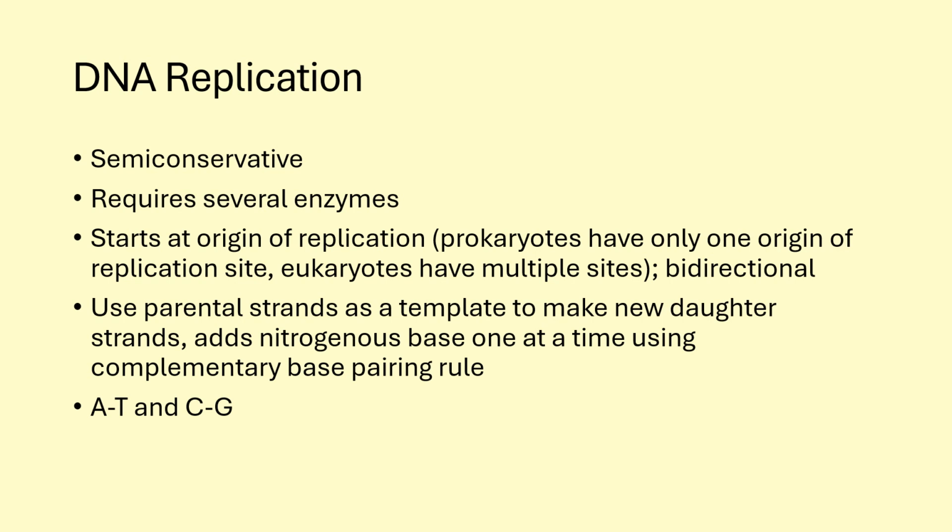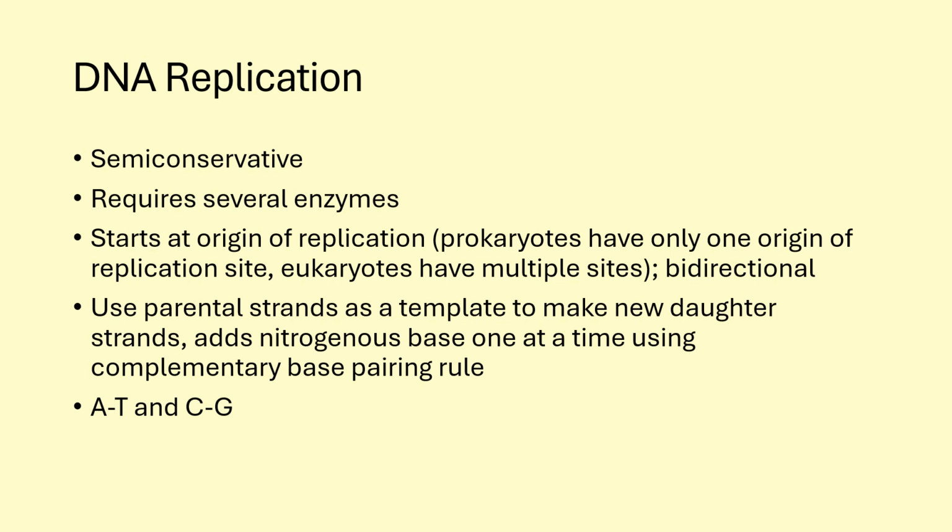It's going to require a lot of different enzymes. It's going to be highly regulated and controlled. It's going to start at a certain point known as the origin of replication. It's kind of like, here's a big signal. That's where we start. Prokaryotic cells only have 1 origin of replication site. Eukaryotes will have multiple sites. And it's also what we call bidirectional. That means at this origin, you can go right and you can go left. That's what will happen: you will start DNA replication, but it's going in both directions. So that's why we say it's bidirectional.